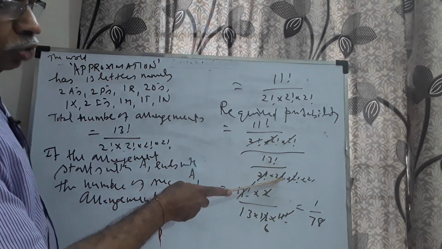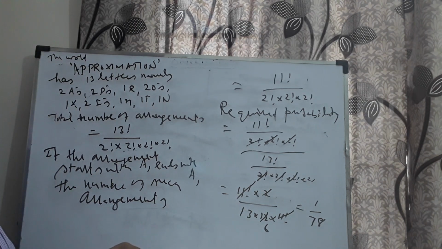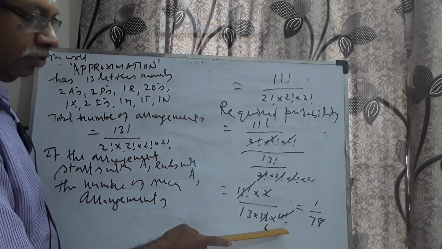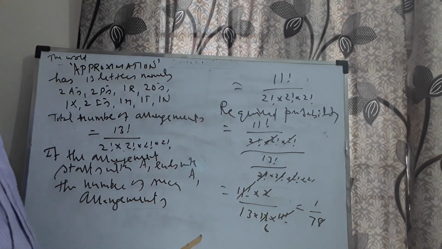Here 2, 1, 2 goes up: 11 factorial into 2, divided by 13 factorial, where n factorial is n into (n minus 1) factorial, so 13 into 12 into 11 factorial. 11 factorial gets cancelled. 2 sixes are 12, 6 thirteens are 78. 1 by 78 is the answer.